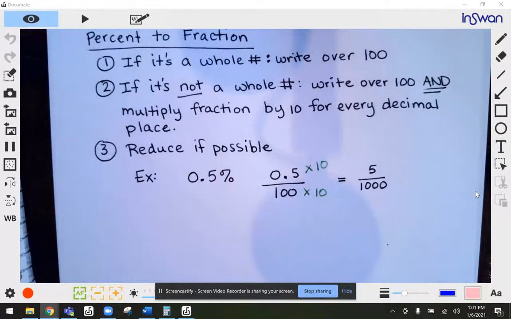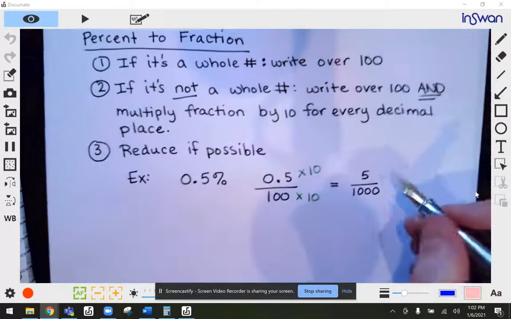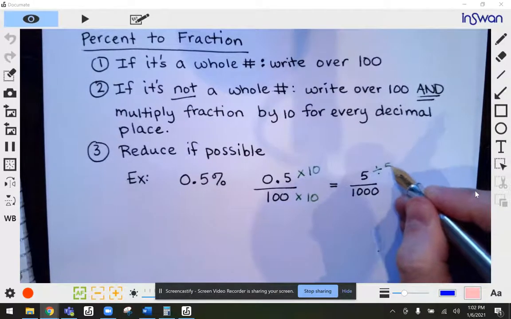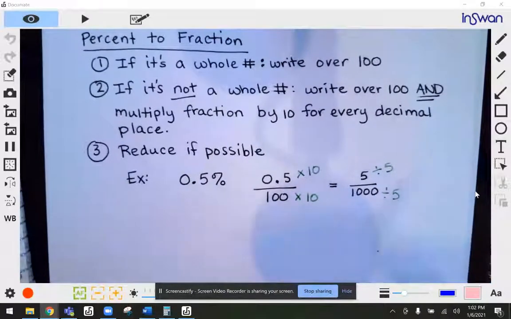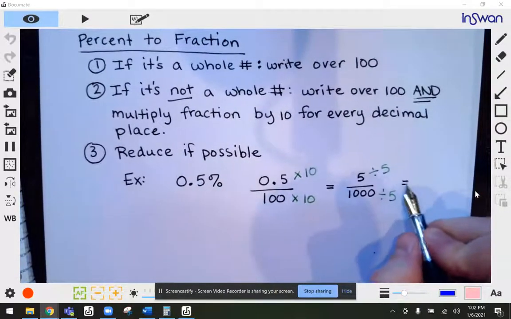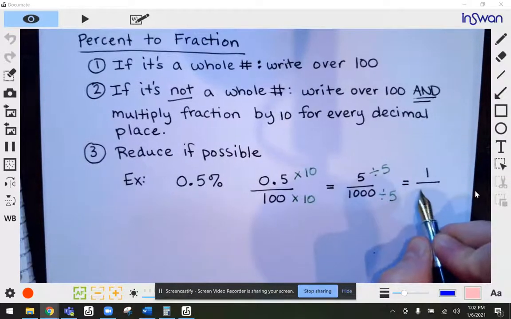And then my final step is reduce if possible. I can see that these both can be divided by 5. So my final answer would be 1 over 200.